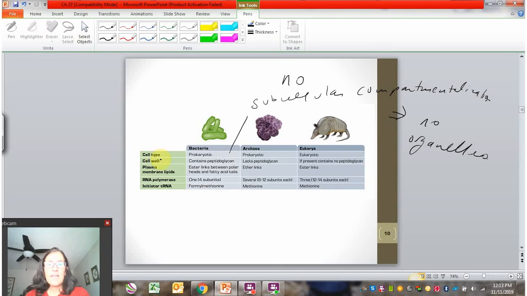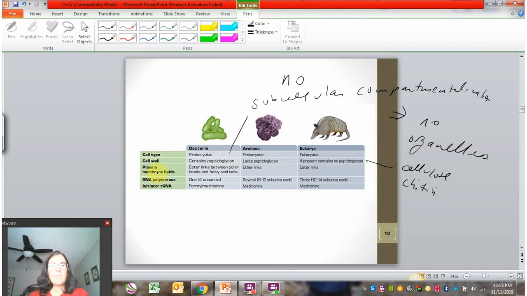Another difference is in what the cell wall is made out of. So we'll talk more about this later on, but the bacterial cell wall is made out of peptidoglycan. And this is going to be super important in some bacteria. Archaea do not have peptidoglycan in their cell wall, so it's not made out of the same material. And in eukaryotes, if they have a cell wall, which many of them don't, it does not have peptidoglycan. You may remember that plants use cellulose in their cell wall, and we will learn about how fungi use chitin in their cell walls. So those are some examples of other cell wall materials in eukaryotes, but bacteria use peptidoglycan.